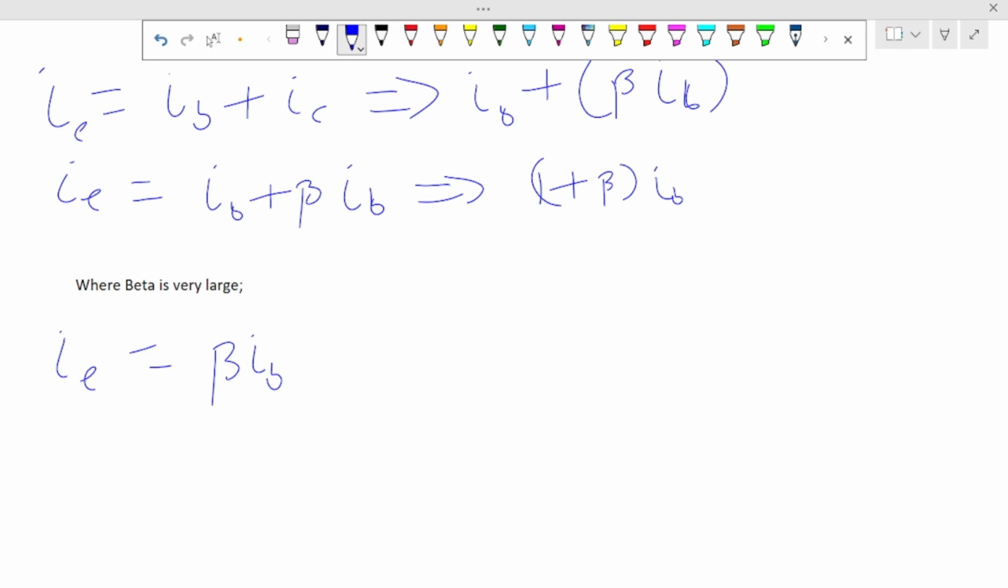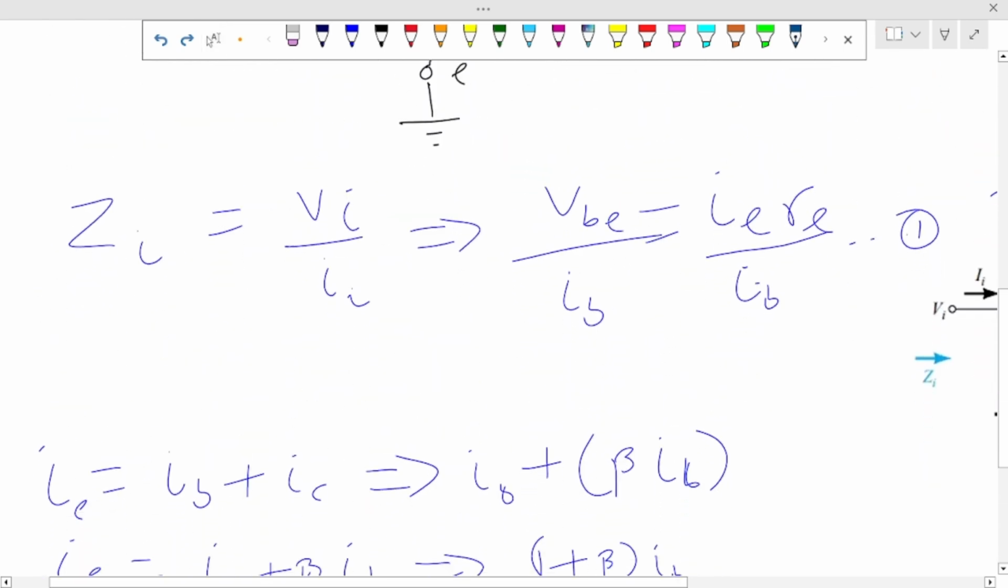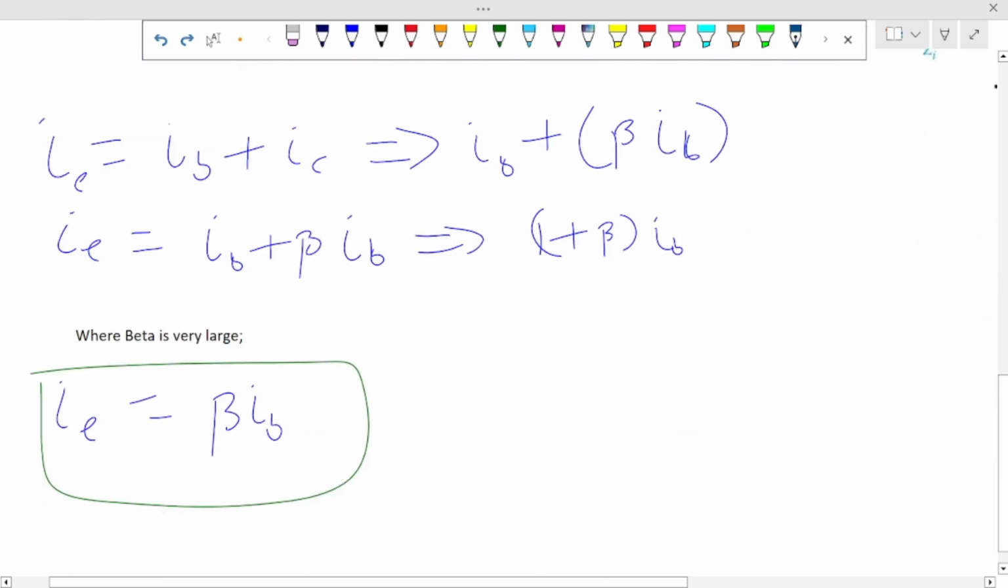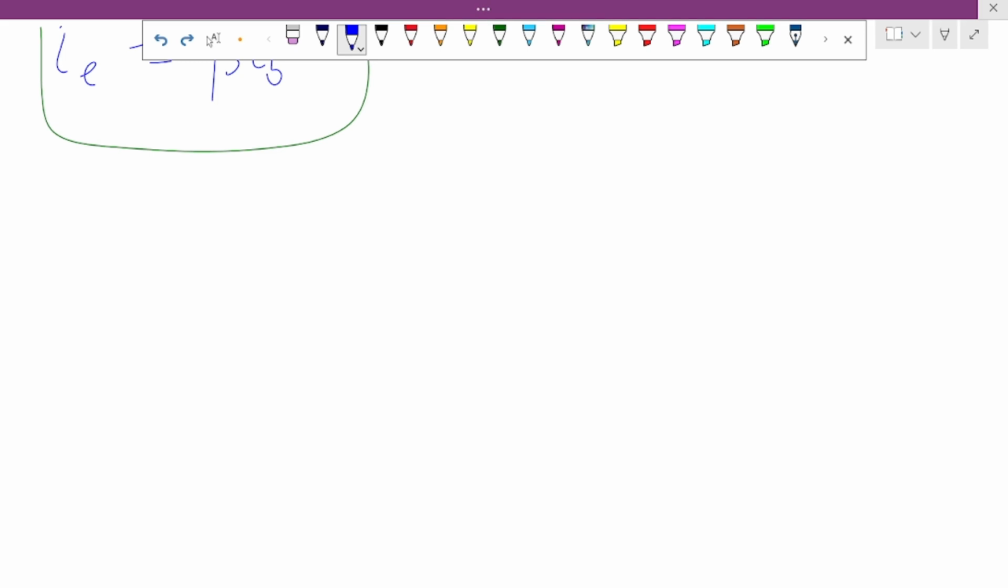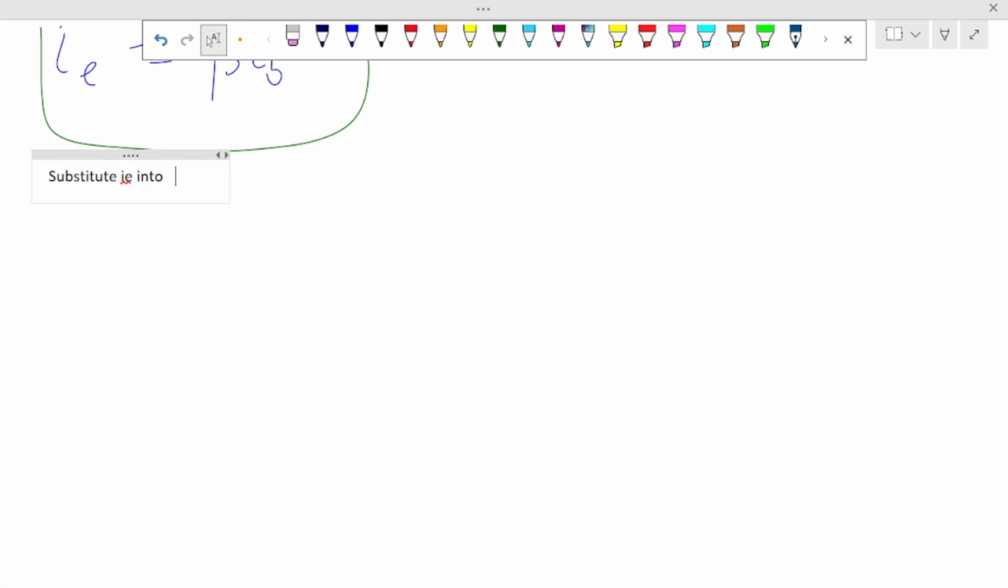So what happens next? Now we can take this value of beta IB and bring it into equation 1. Remember, we have this as equation 1. So here we have IE, we'll now have beta IB. So therefore, we can now say, substitute IE into equation 1.